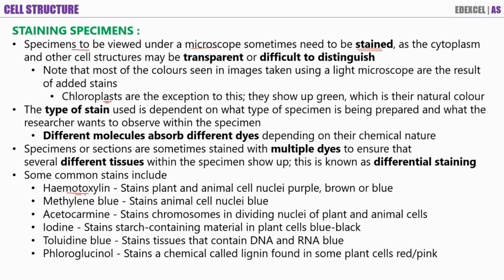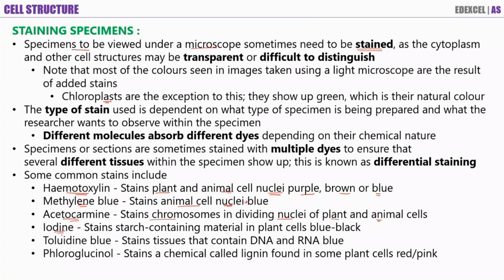Hematoxylin is used to stain plant and animal cell nuclei, and what color does it give? Purple, brown, or blue color. Then methylene blue is used to stain animal cell nuclei, and it gives a blue color. Acetocarmine stains chromosomes in dividing nuclei of plant and animal cells. Whenever we study meiosis or mitosis, meaning cell division, which stain is used? Acetocarmine, remember.